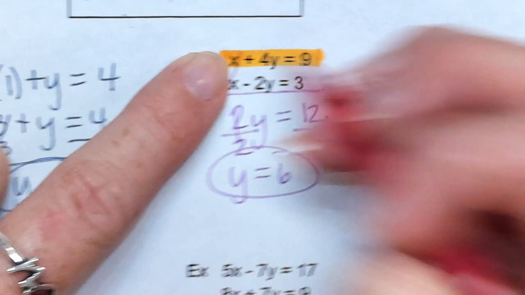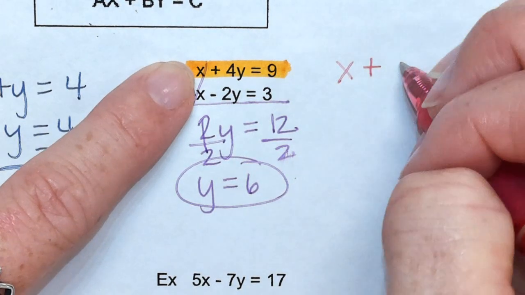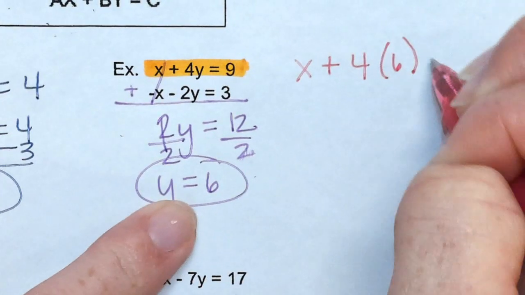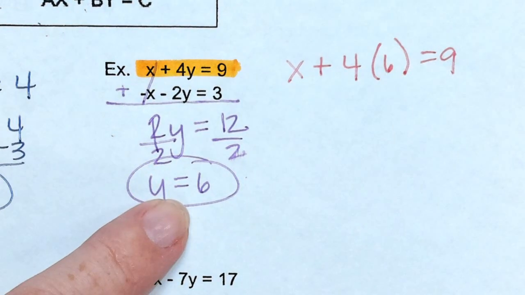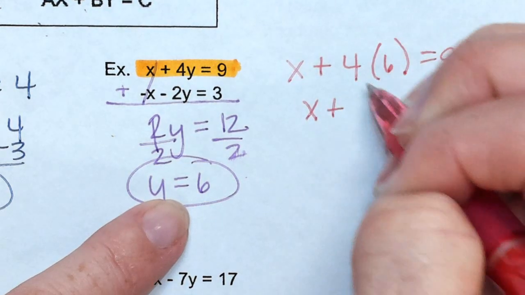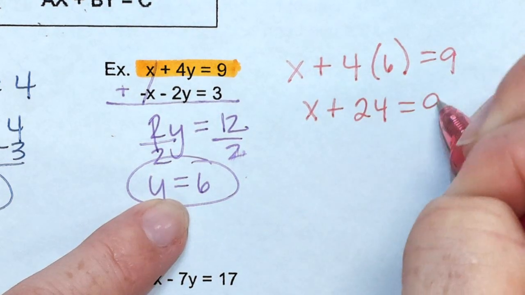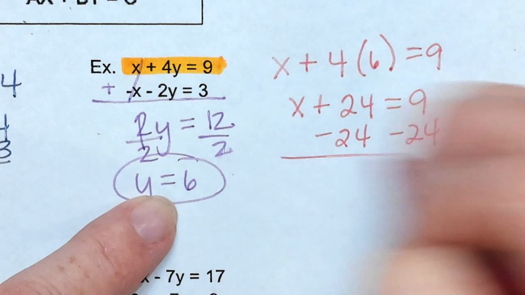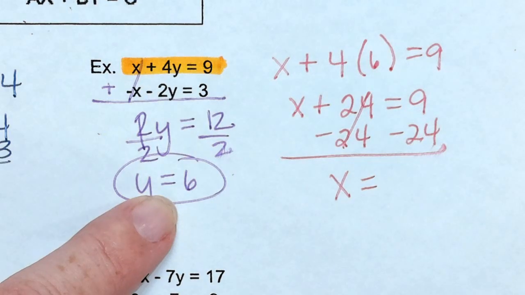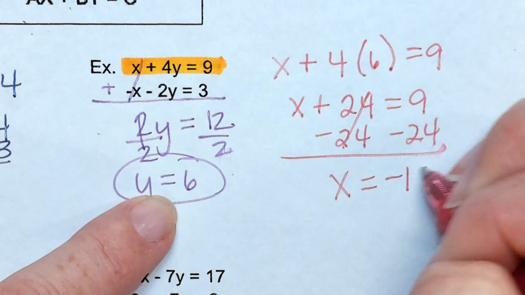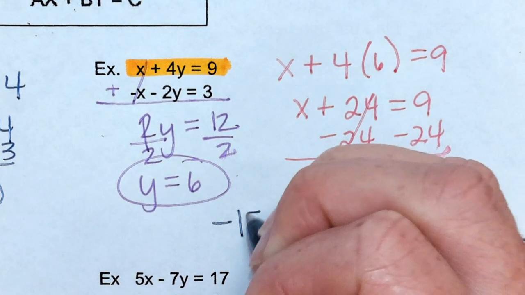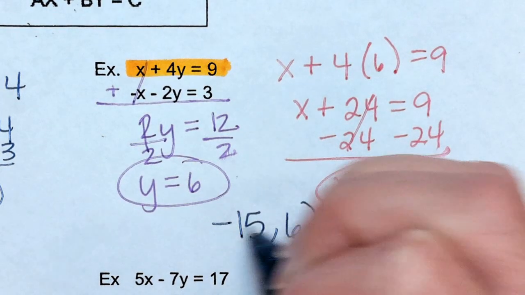Okay, so I have x plus 4 times y. So plus 4 times y, which is 6, equals 9. So x plus 4 times 6 is 24. And then I subtract 24. And 9 minus 24 is negative 15. I now write my answer as a coordinate. Negative 15, comma, 6.